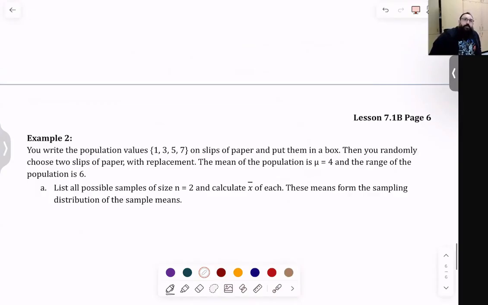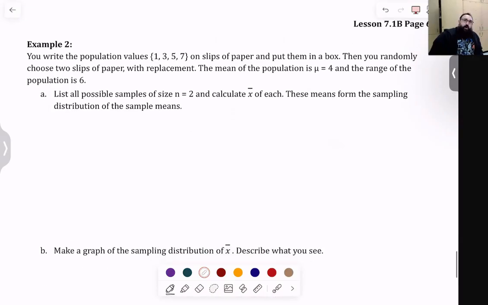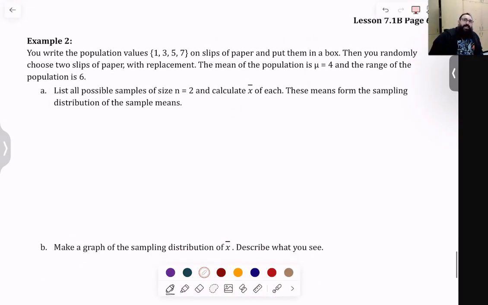Okay, last page. You write the population values 1, 3, 5, 7 on slips of paper and put them in a box. Then you randomly choose 2 slips of paper with replacement. The mean of the population is mu equal to 4, and the range of the population is 6. List all possible samples of size n equal 2 and calculate x bar for each of them. This means form a sampling distribution for the sample means.